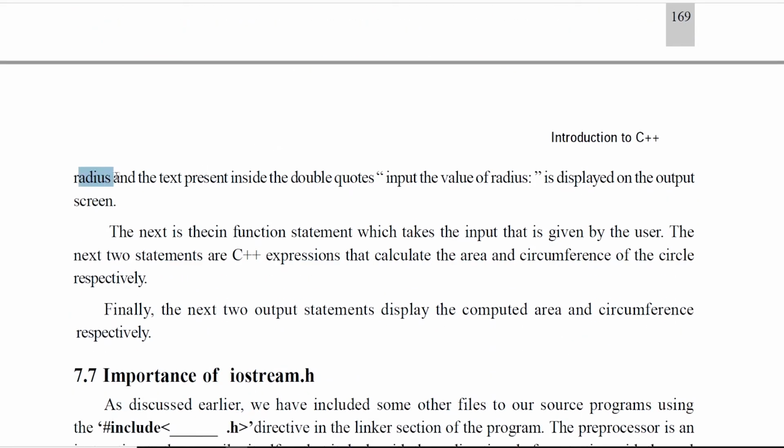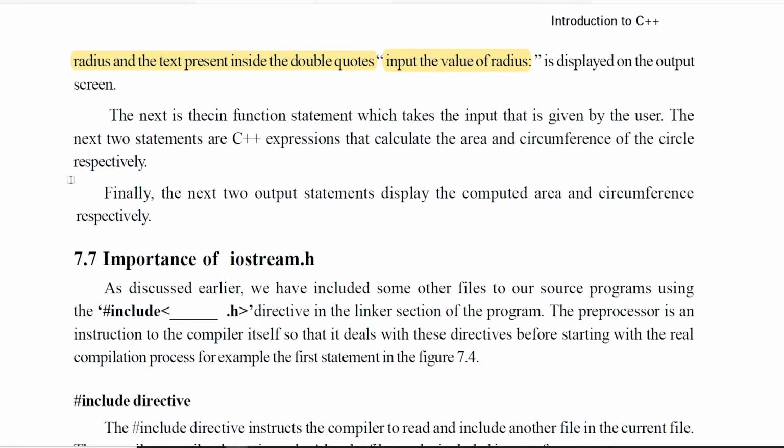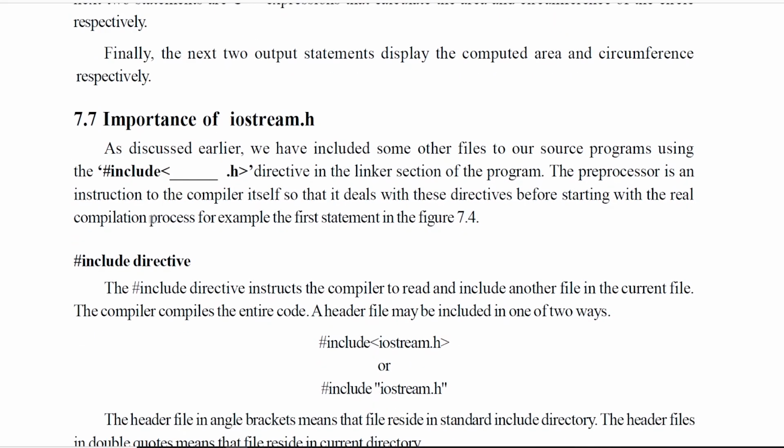You can see a radius and text present inside the double quotes. Input the value for radius. This is a string constant that will be displayed on the screen. The next statements we are talking about are the next two statements, where C++ can calculate the area and circumference. You can see here, that's also what we discussed with cin. And finally, the next two output statements respectively are displayed on the screen.